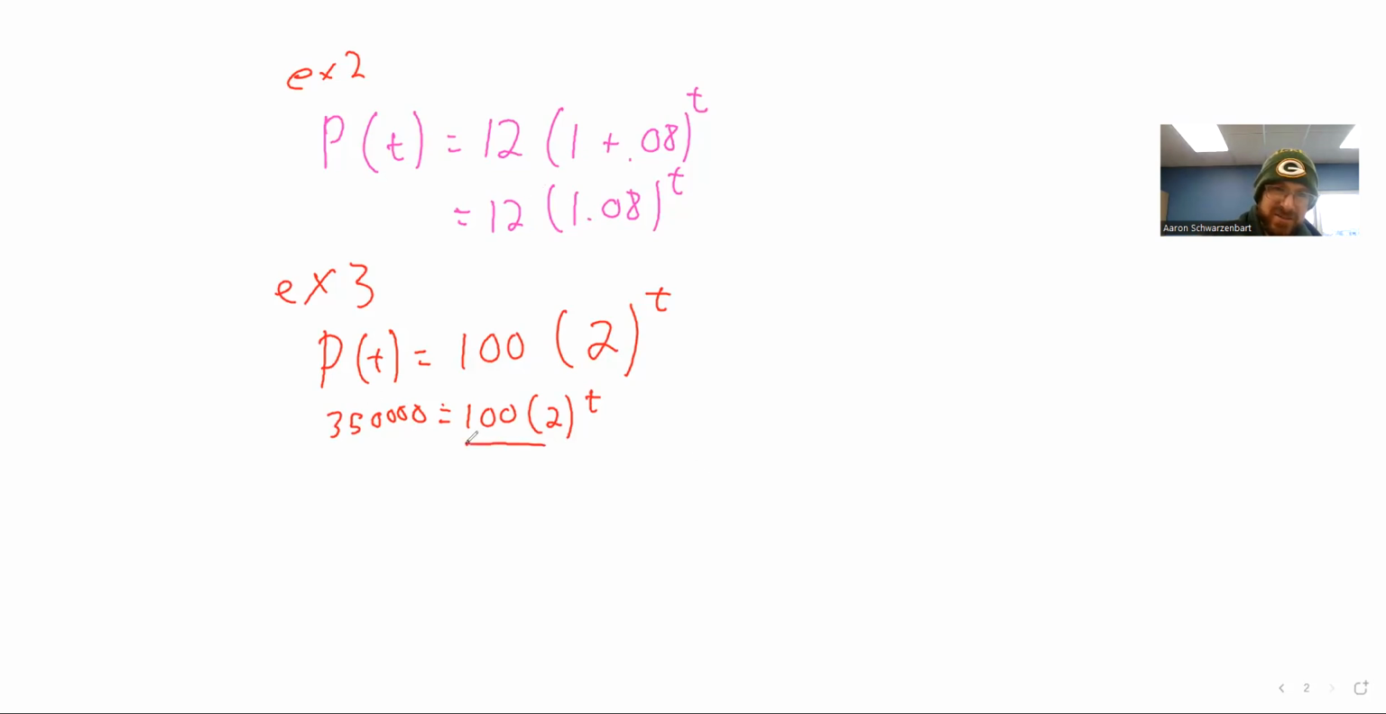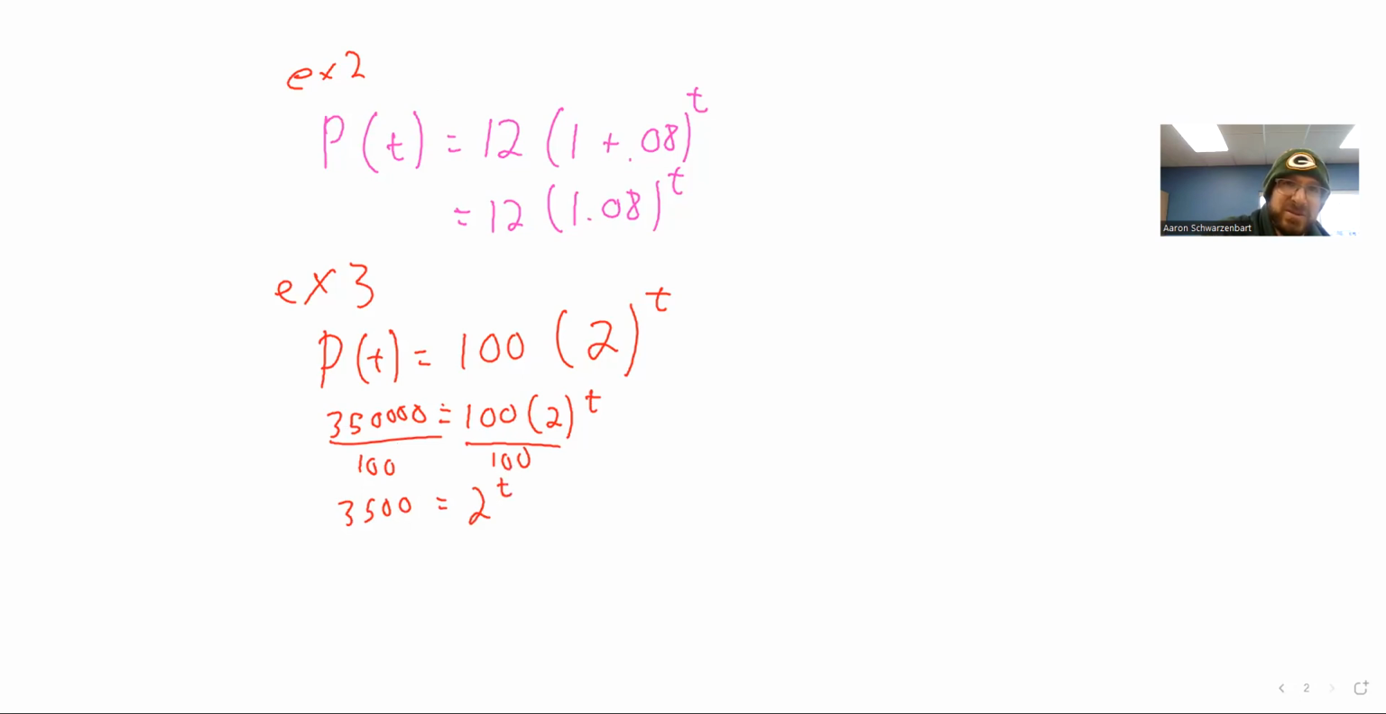So we can solve by graphing, but I want to make my life a little easier, so I'm going to divide by 100 first. Make the numbers I have to add a little smaller. 3,500 equals 100, nope, not 100. That goes away. 2 to the t. So I'm going to go over to the graphing calculator.